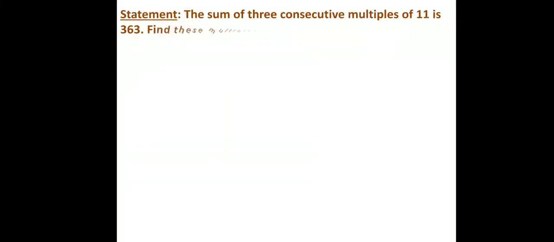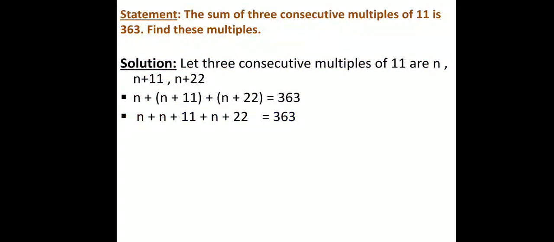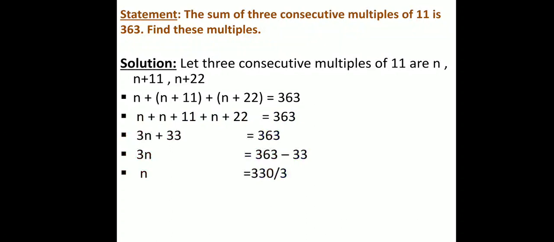Statement: the sum of three consecutive multiples of 11 is 363. Find these multiples. For this solution, let the three consecutive multiples of 11 be n, n plus 11, n plus 22. Since their sum is equal to 363, n plus n plus 11 plus n plus 22 is equal to 363. That means 3n plus 33 is equal to 363, and 3n is equal to 363 minus 33. And n is equal to 330 divided by 3.